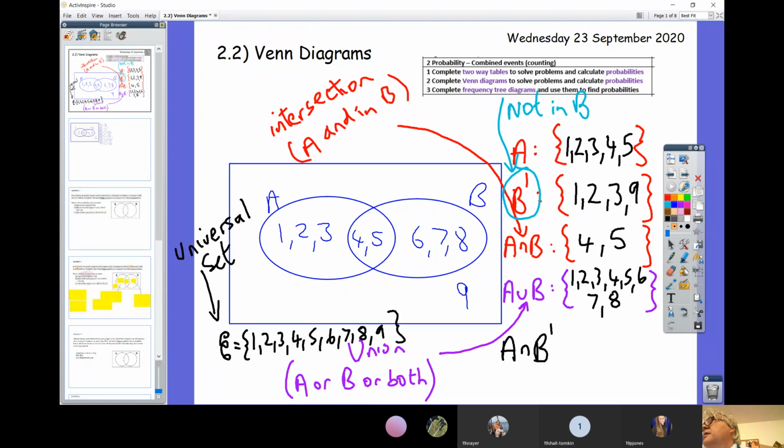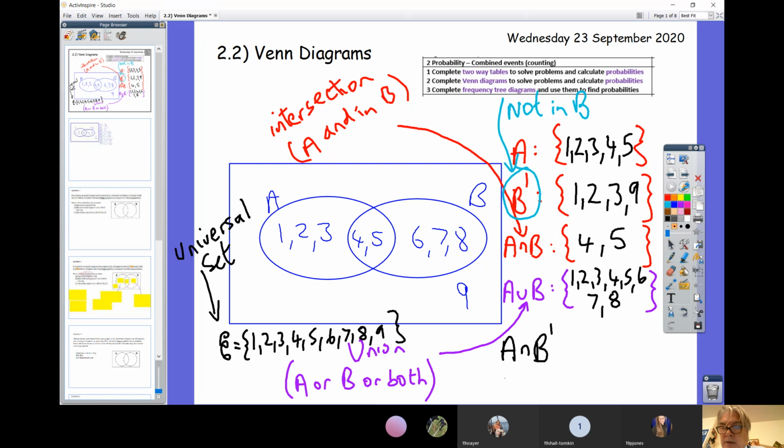We're looking for the numbers that are doing both things. They are both in A, but they are also not in B. So we're looking to process that. We're looking for the numbers that are in A and also not in B. So just have a think. Which of those numbers are in A, but at the same time, they are not in B?